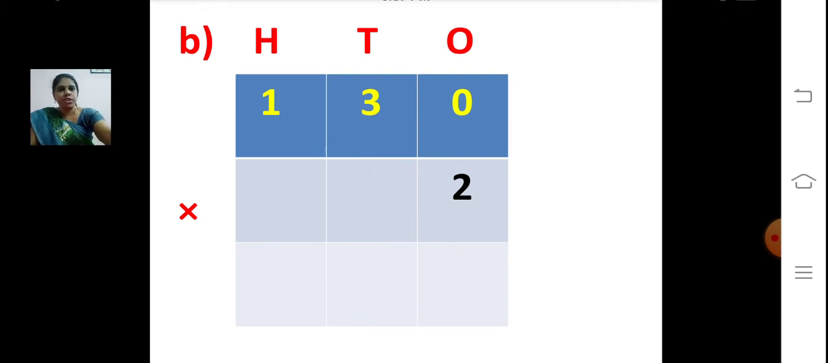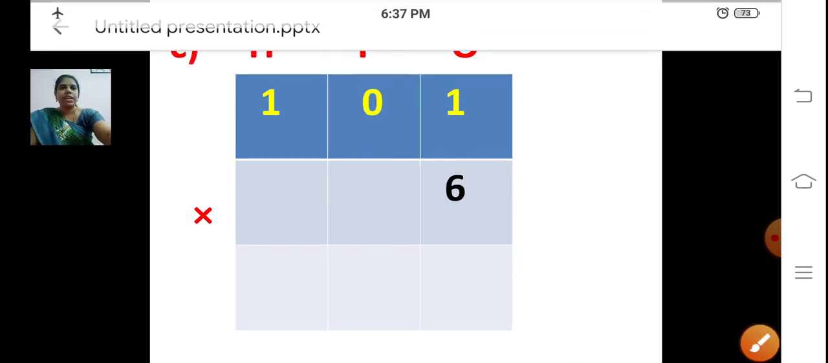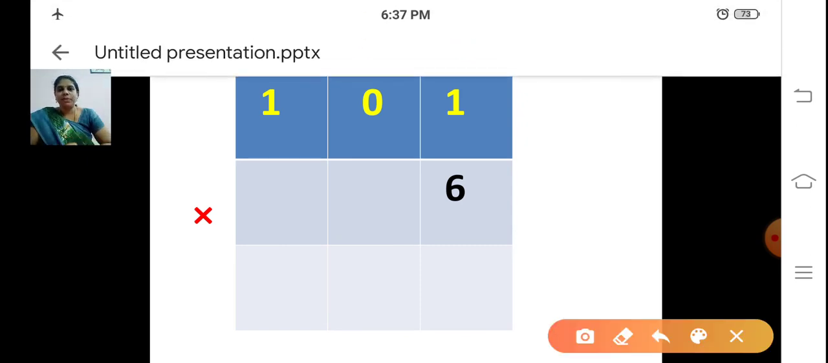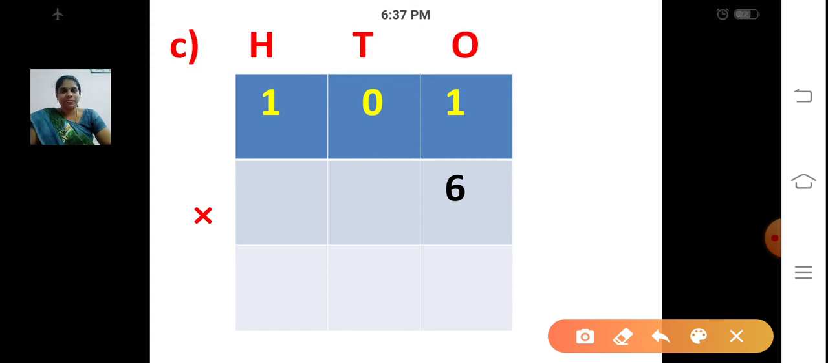Now let's move on to the next sum. C sum. We are going to multiply 101 by 6. So we are going to multiply the 3-digit number 101 by the single digit number 6. Shall we multiply now? Now you are going to tell me what is the first step. First, take the digit at the ones place. What digit are we having at the ones place? 1. So 1 into 6.